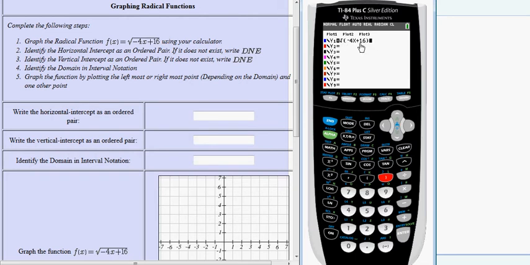I'm going to graph this in what's called a standard window by pressing zoom and selecting option 6, which is zoom standard. It gives me a window from negative 10 to 10 on the x-axis, negative 10 to 10 on the y-axis. So I've graphed the radical function. The next thing I need to do, and the graph should help me, is identify the horizontal intercept as an ordered pair, and if it does not exist, write DNE. It looks like the horizontal intercept here is (4, 0).